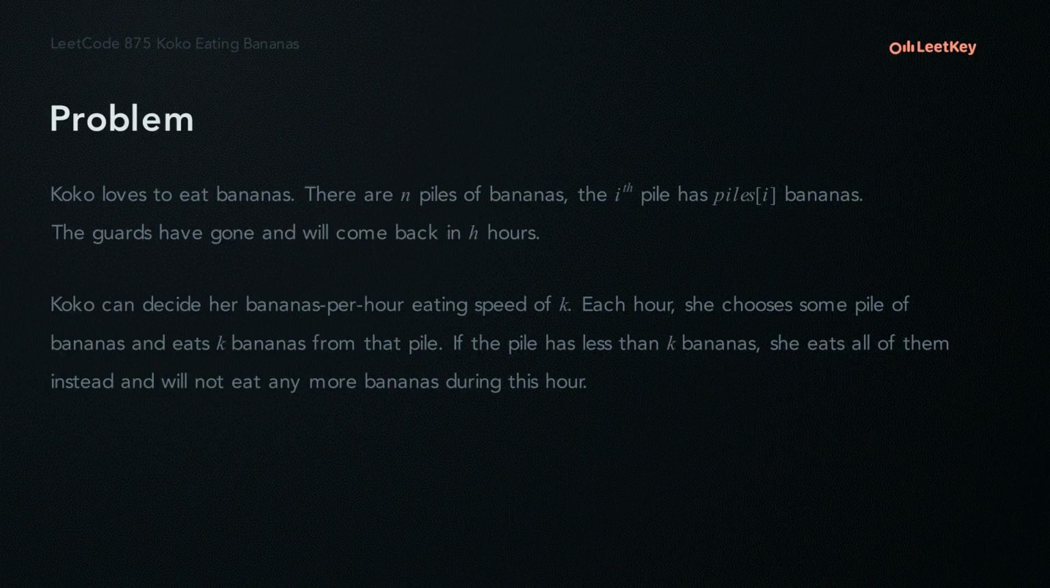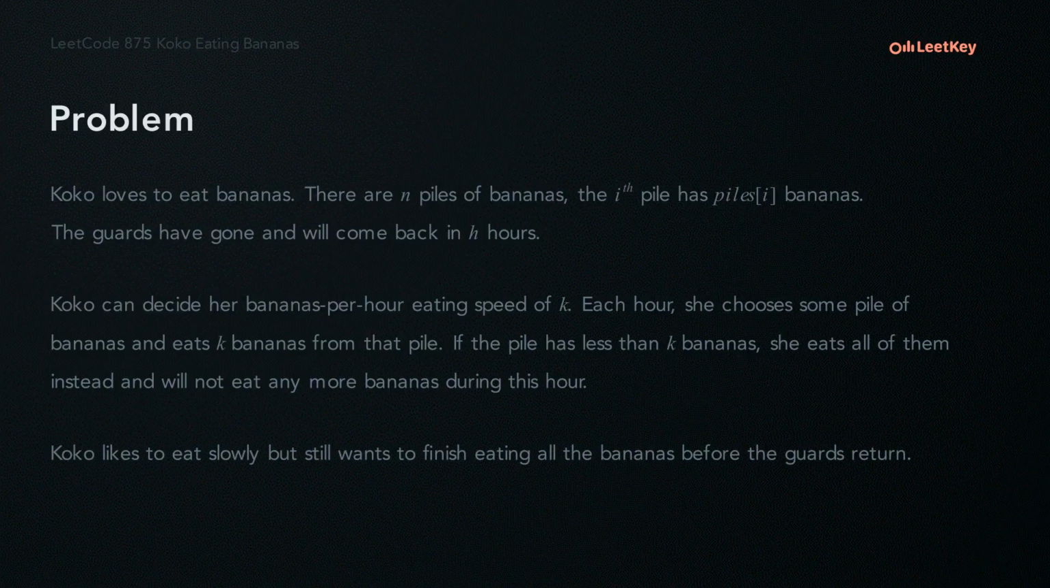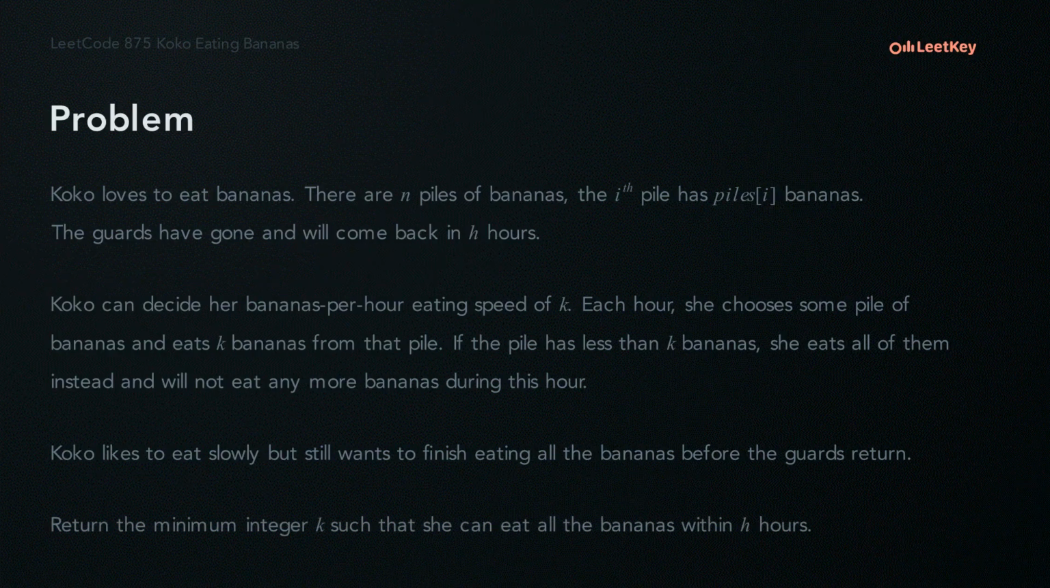If the pile has less than k bananas, she eats all of them instead and will not eat any more during this hour. Koko likes to eat slowly, but she wants to finish eating all the bananas before the guards return. Return the minimum integer k such that she can eat all the bananas within h hours.